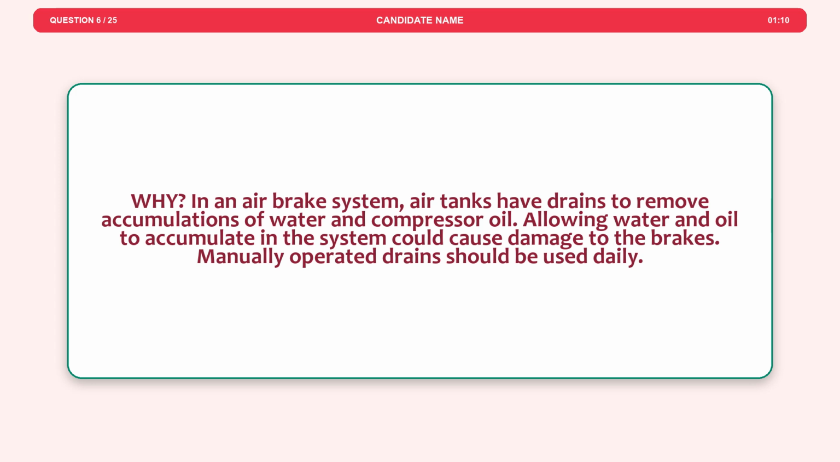Explanation. In an air brake system, air tanks have drains to remove accumulations of water and compressor oil. Allowing water and oil to accumulate in the system could cause damage to the brakes. Manually operated drains should be used daily.